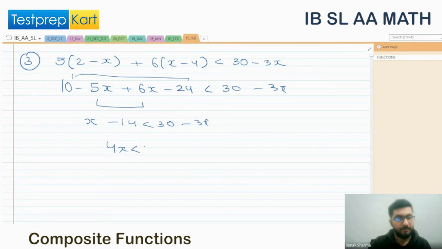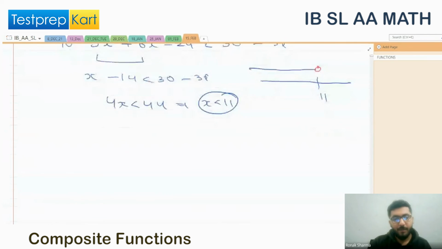Good. X is less than 11. That means what? 11 and all the values that are less than it. So should I include 11? No. Okay. Now see, these are simple inequalities.